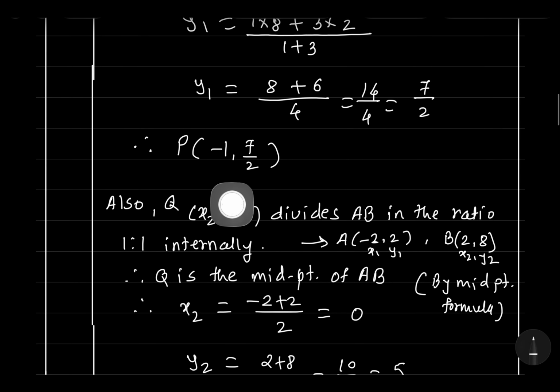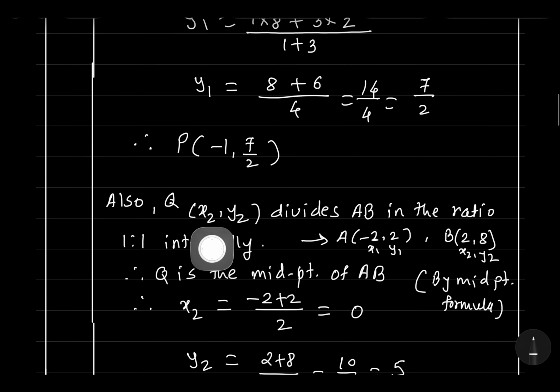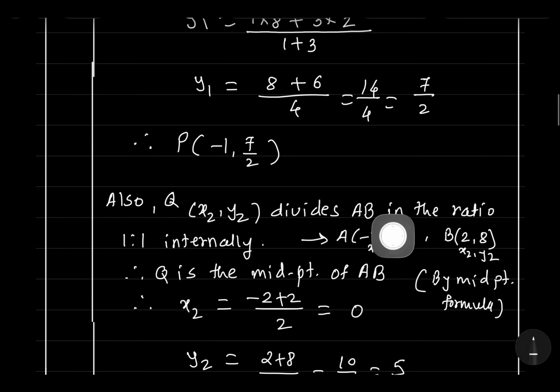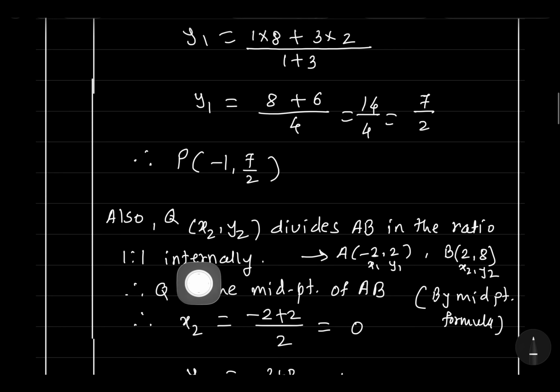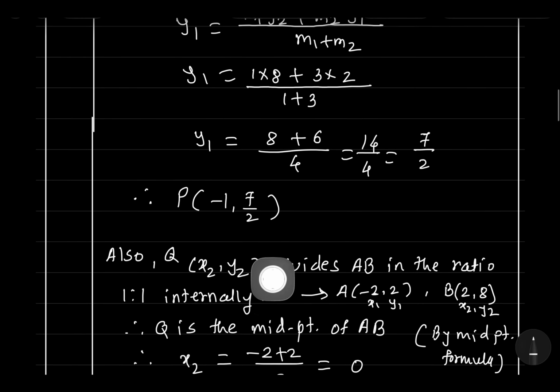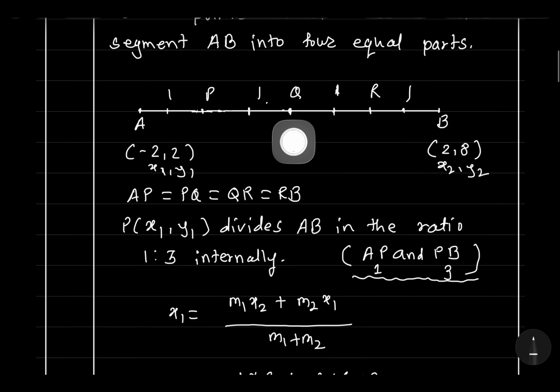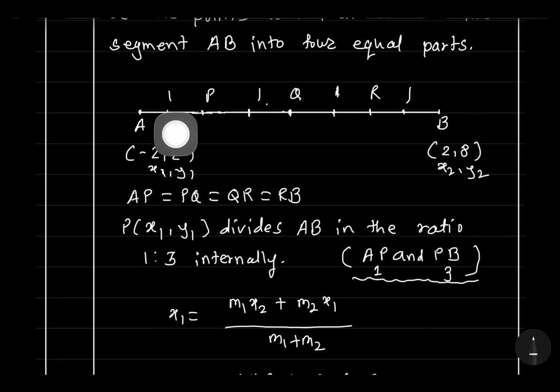Then in the same way we'll find out Q. Now Q is (x2, y2) and it divides AB in the ratio 1 is to 1 internally. Now see, Q point is there. So if we are taking Q point, why 1 is to 1? Because of equal parts, AQ equal to QB. Here the complete thing becomes two same parts. So this is the one part and this is the one part, means same.